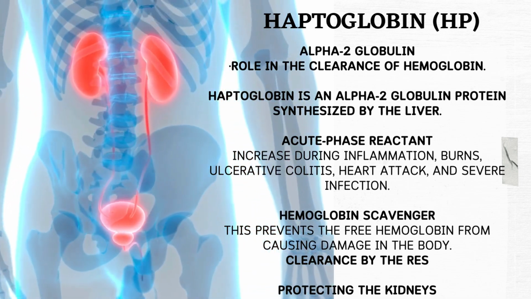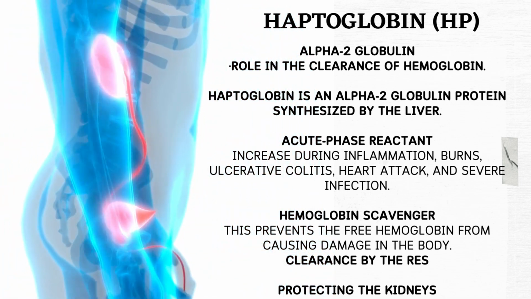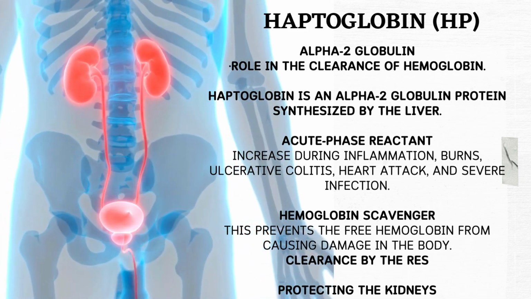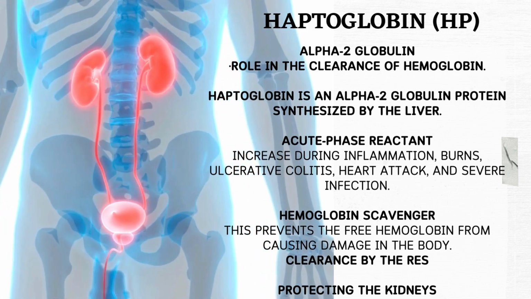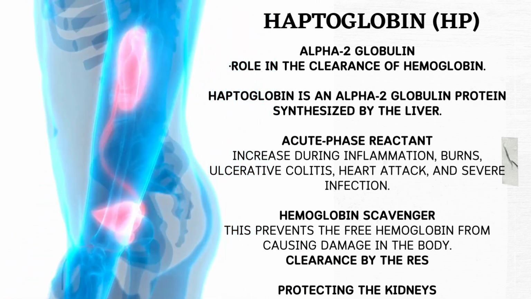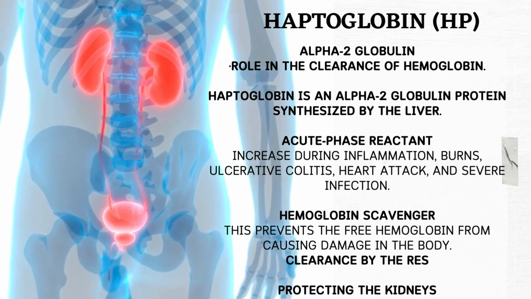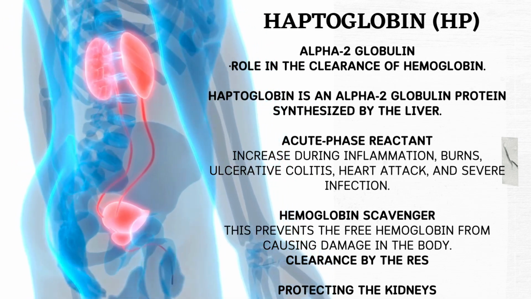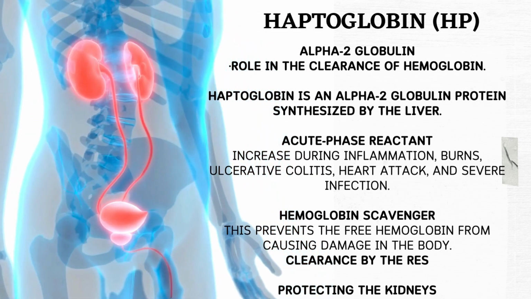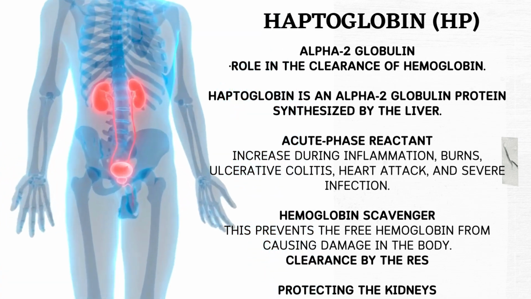network of cells in the spleen, liver, and bone marrow that removes debris from the bloodstream. Protecting the kidneys, haptoglobin acts as a filtration mechanism, preventing excessive amounts of free hemoglobin from reaching the kidneys. Free hemoglobin can damage the kidneys, so this is an important function.